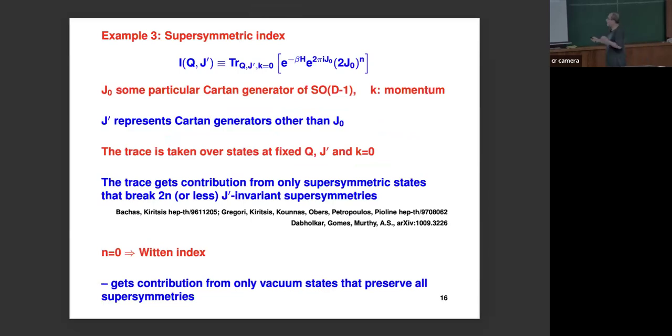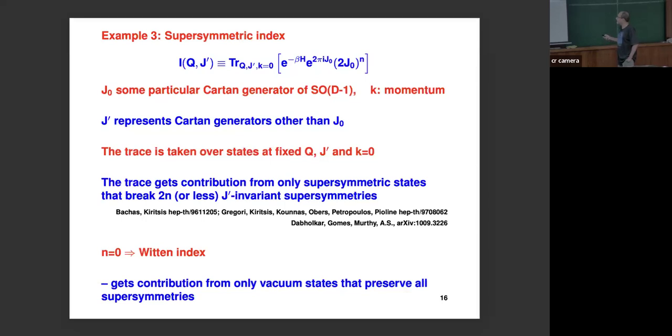Okay, then we have something in between. Okay, and that's a third example. This is while computing the supersymmetric index. So the supersymmetric index is defined in this way. We pick some J0, some particular Cartan subalgebra of SO(D-1). This is the rotation group. K is the momentum as usual. J prime will represent Cartan generators other than J0.